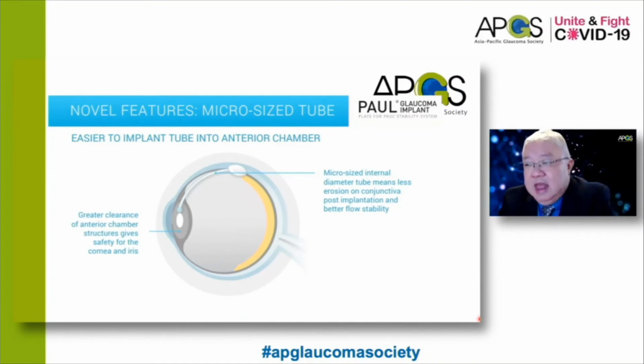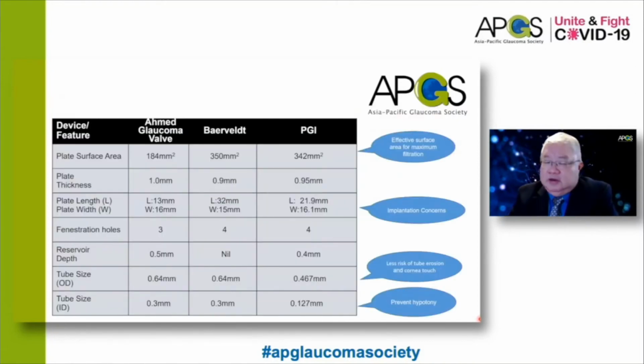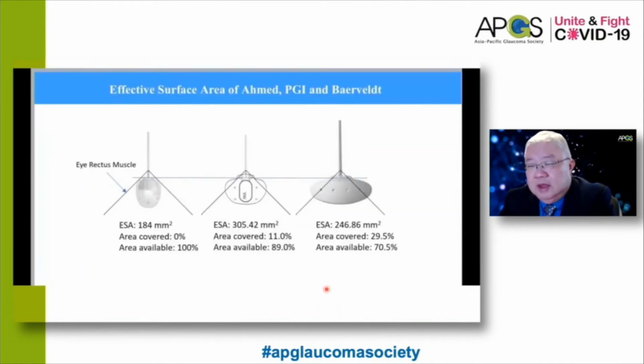The implant itself sits, as most of these implants do, under the conjunctiva on the sclera behind the equator, with the tube going into the anterior chamber. The big advantages we feel are not just adequate surface area compared to the Ahmed, but also that there is a small enough tube which doesn't erode as readily, and having a small internal diameter of about 127 microns controls the flow rate to some extent and helps to prevent hypotony. A smaller tube, therefore, has less erosion and more flow control.